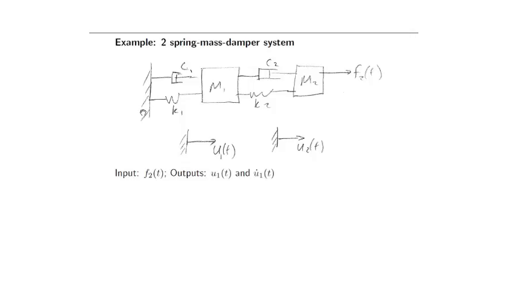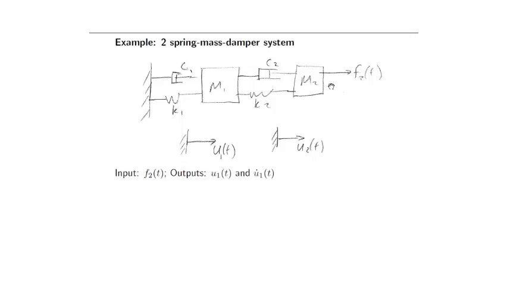M1 is connected to ground through a linear spring with spring constant K1, and then there's a second linear spring K2 connecting mass 1 and mass 2. Mass 1 is also connected to ground through a linear damper with damping coefficient C1, and then there's a linear damper C2 interconnecting M1 and M2. Let's say I've got an excitation F2, a time varying force that gets applied to the second mass.